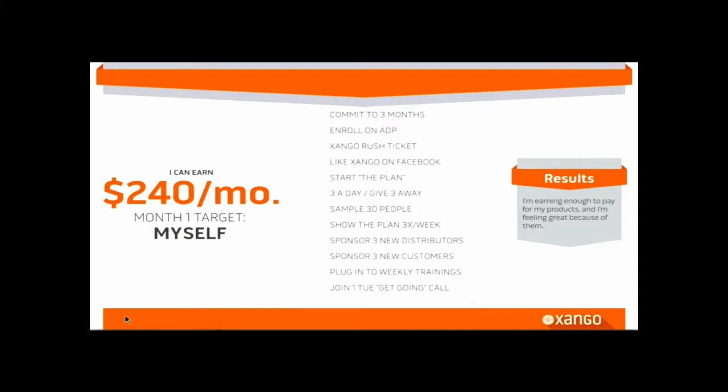Now I'll show you the breakdown on that, but we just focus on what we're doing the first month. We want to make a 3-month commitment, and we want to enroll on ADP. We want to get our ticket to Zango Rush. You always get a ticket to the next big event. Right when they're signing up, that's when the enthusiasm is highest, and they will make whatever commitment. At Zango Rush, if you want to be successful, you need to be at our international convention in Las Vegas in September. Sell them a ticket right there when they sign up.